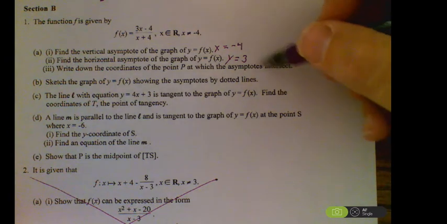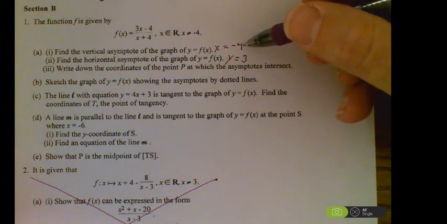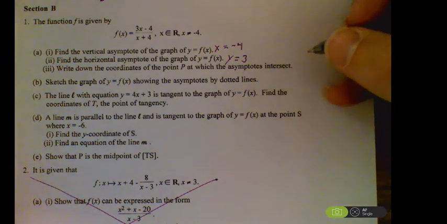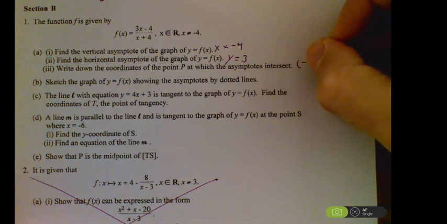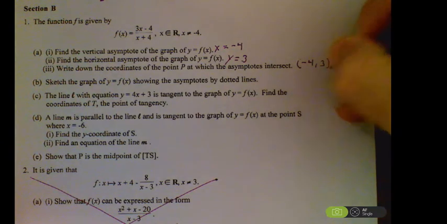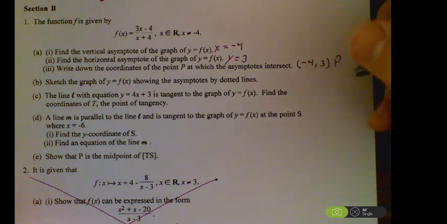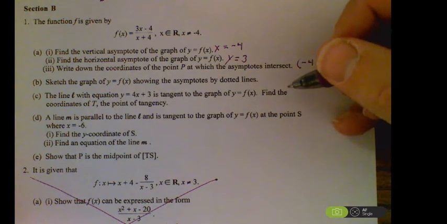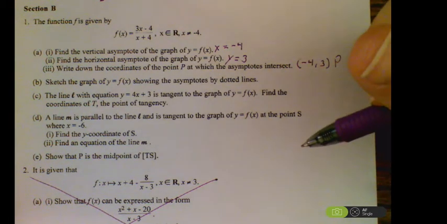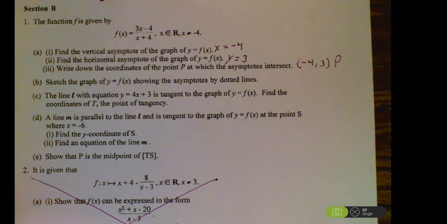Third part, where do these guys intersect? Well, if you have a vertical running through x equals -4 and a horizontal running through y equals 3, then these guys would have to intersect at the point -4, 3. So that's point P for this. So sketch the graph showing the asymptotes as dotted lines. So here's something where we could easily throw it into a calculator to help us sketch.